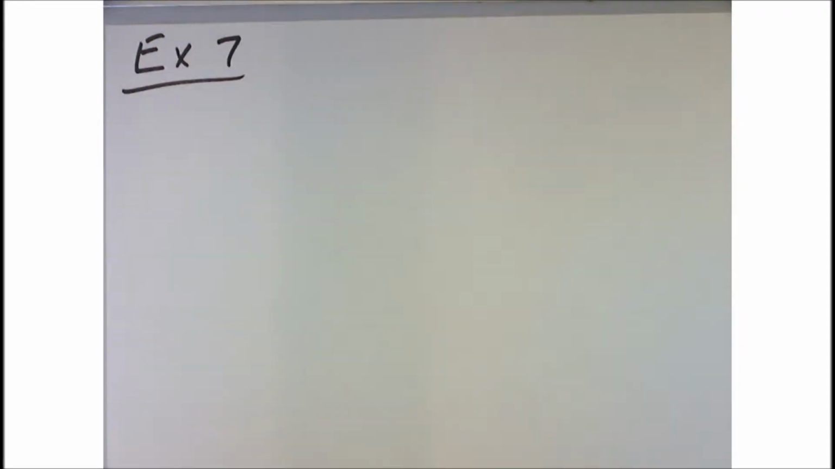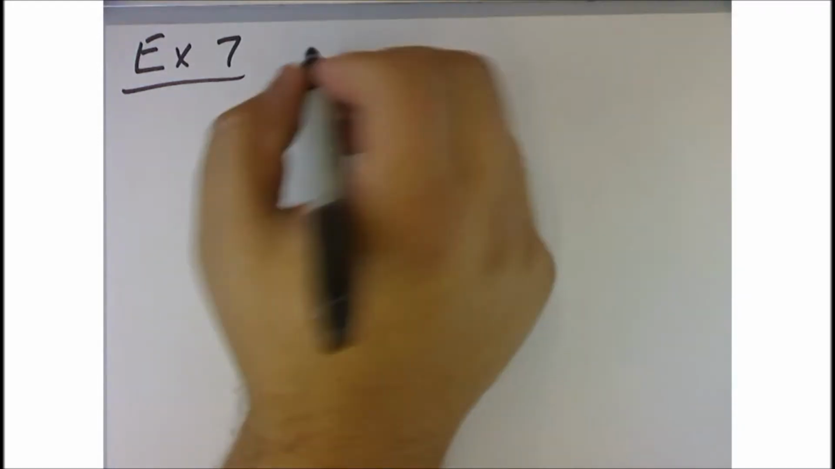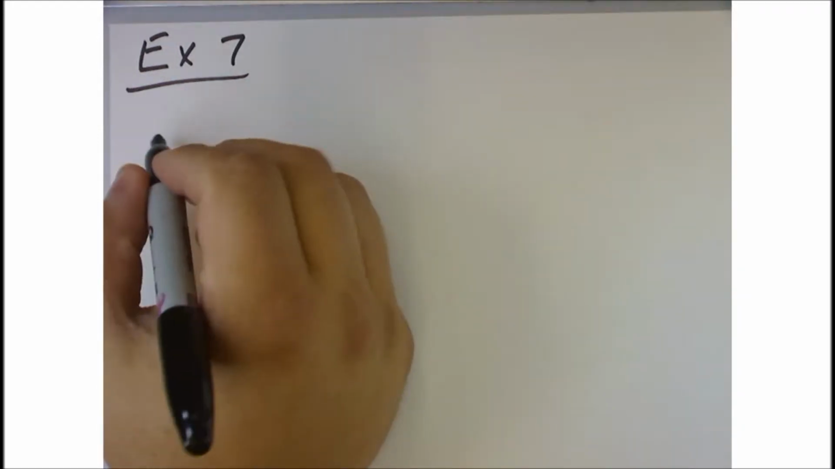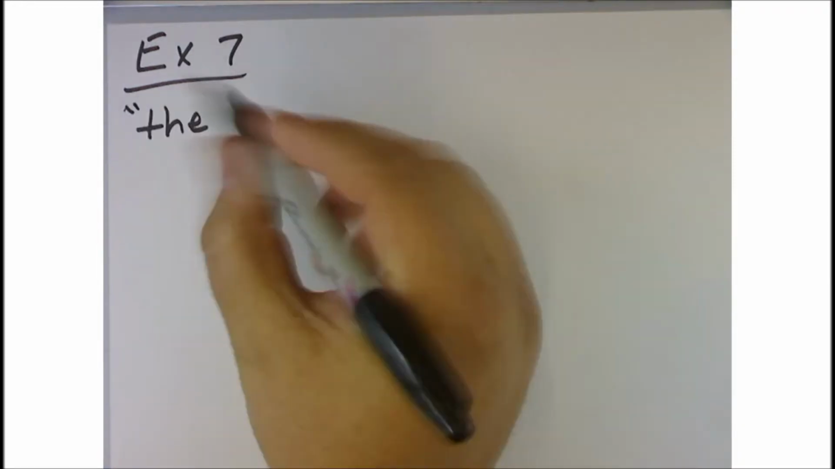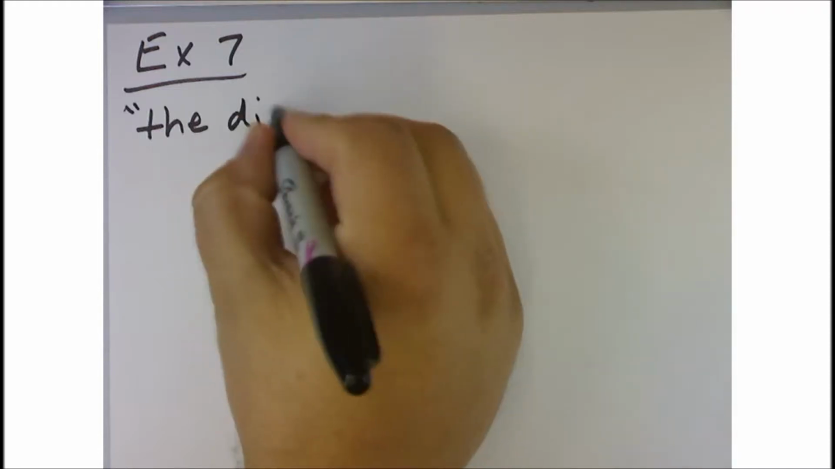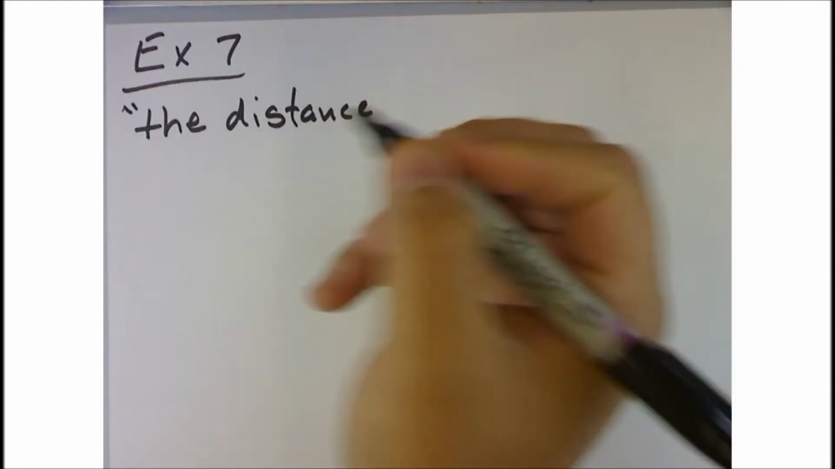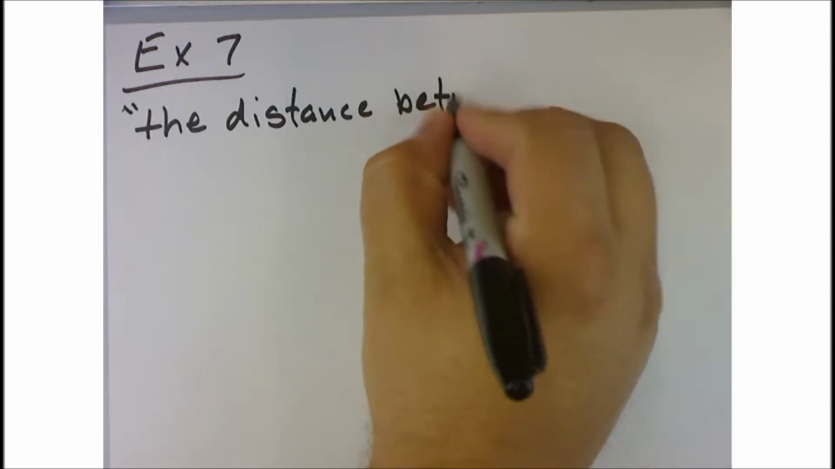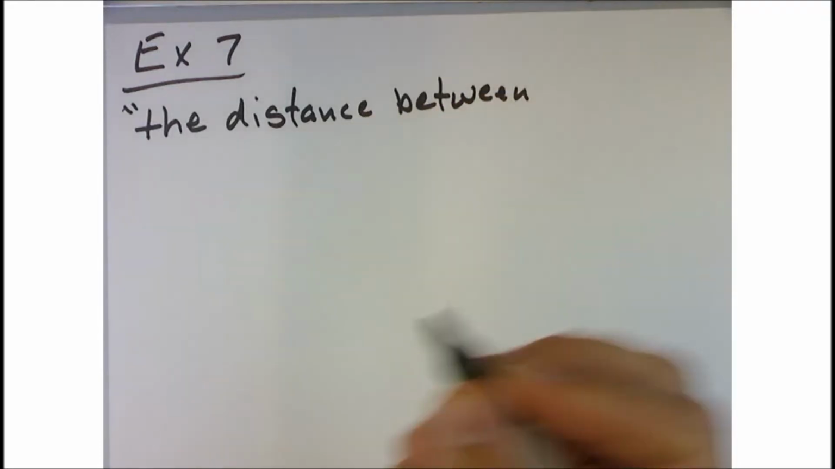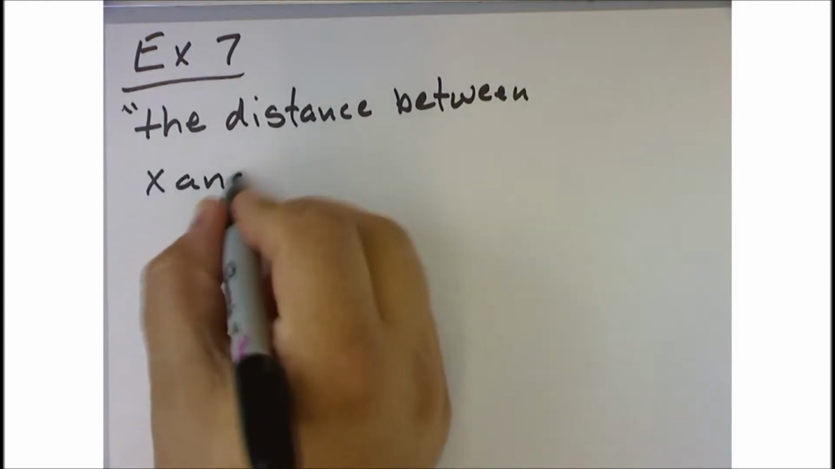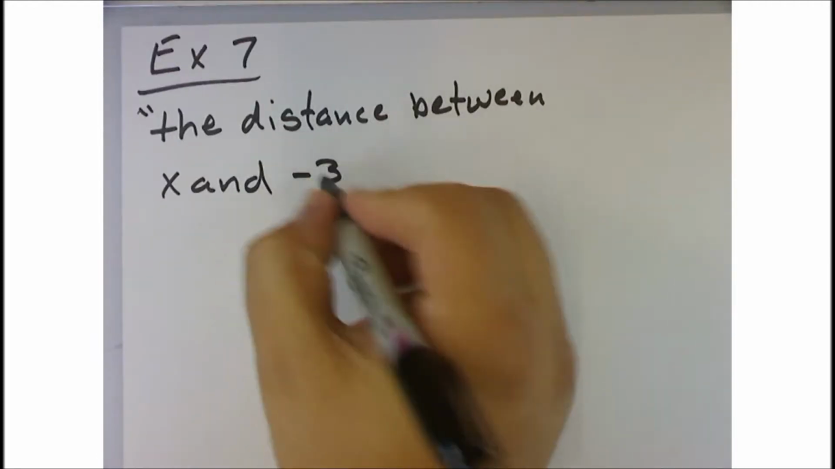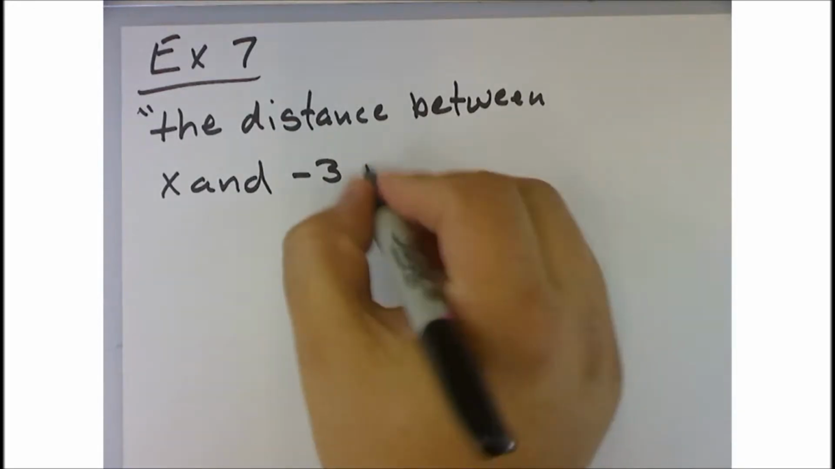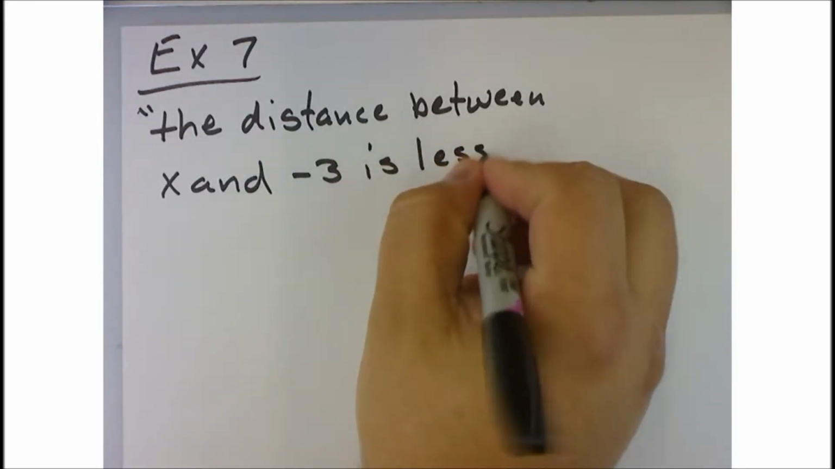So example number 7 from our Precalculus textbook. What we need to do is there's an expression and we're asked to write a mathematical expression that defines the following statement. The distance between x and -3 is less than 9.